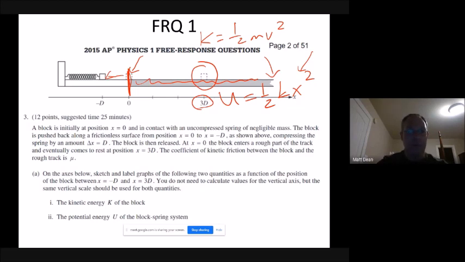What we want to do first, though, is what part A asks us to do, and it asks us to sketch the energy, number 1, the kinetic energy of the block, and number 2, the potential energy of the block between -d and positive 3d. So I'm going to go to an axis here so I can sketch this a little bit better.